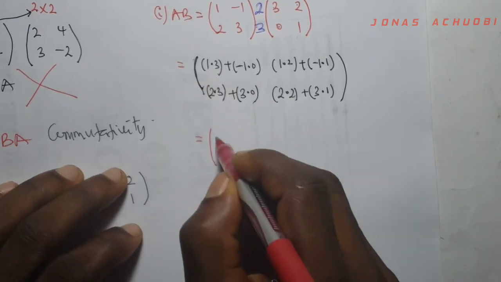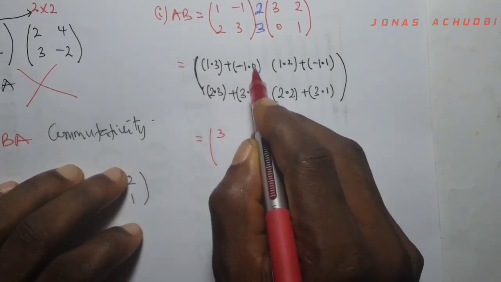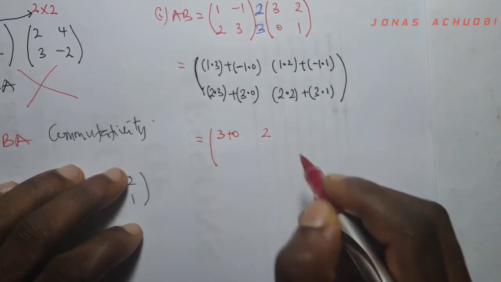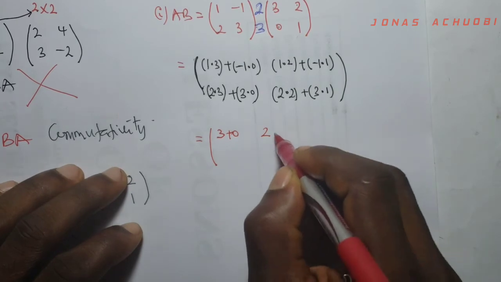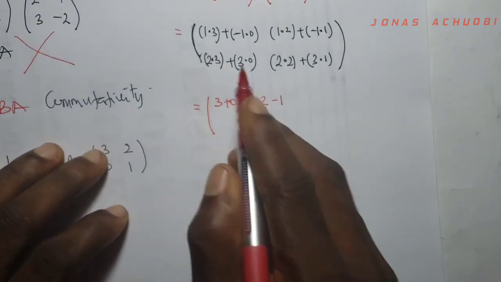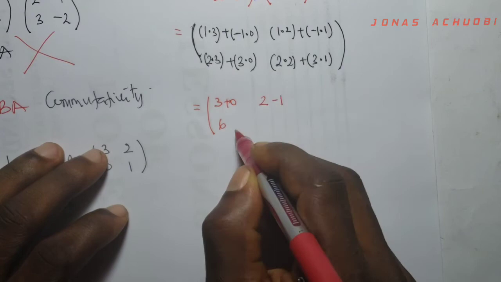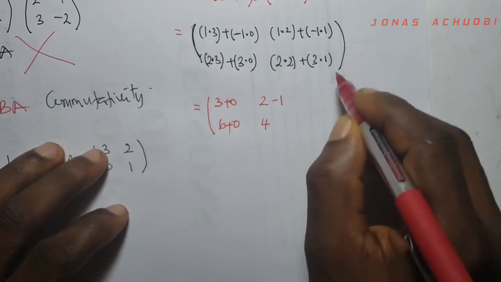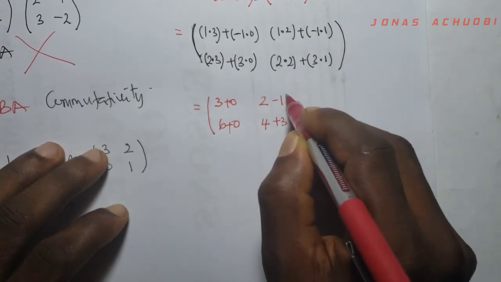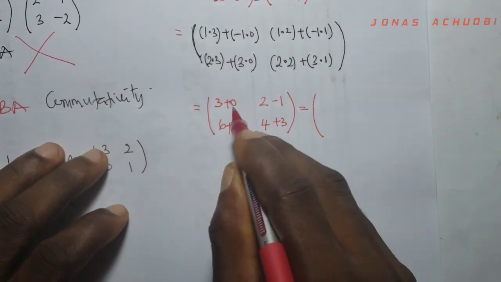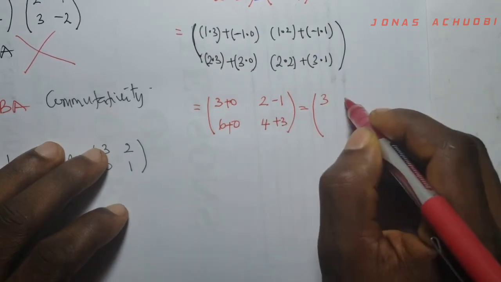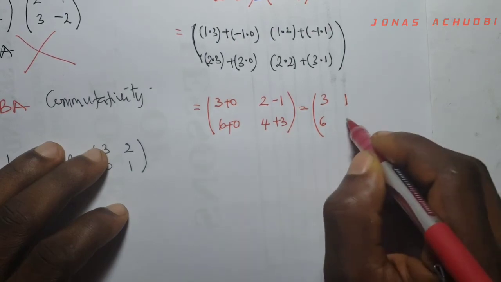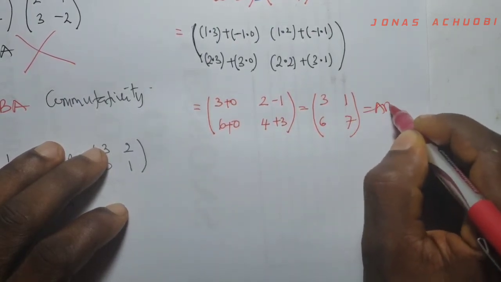So 1 times 3 is 3. -1 times 0 is 0. So 3 plus 0. 1 times 2 is 2. -1 times 1 is -1. 2 times 3 is 6. 3 times 0 is 0. So 6 plus 0. 2 times 4 is 4. 3 times 1 is 3. So that gives us 3 plus 0, 3. 2 minus 1, 1. 6 plus 0, 6. 4 plus 3, 7. So that is AB.